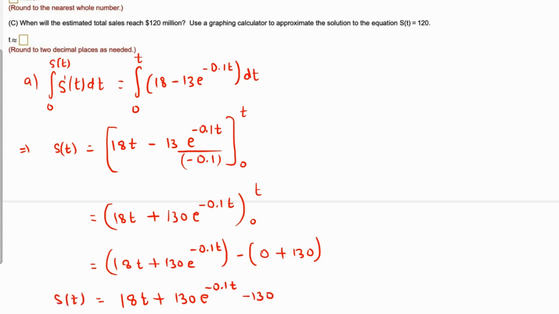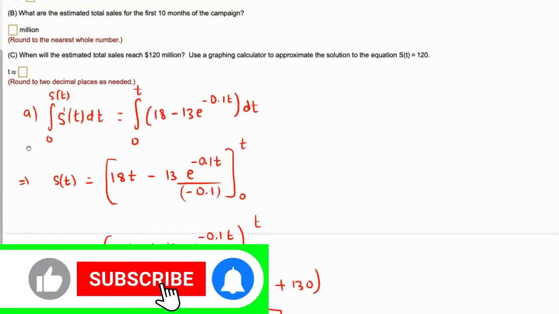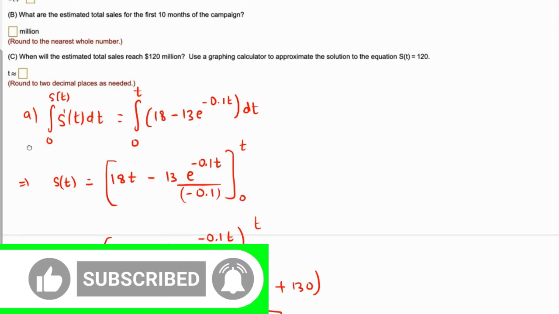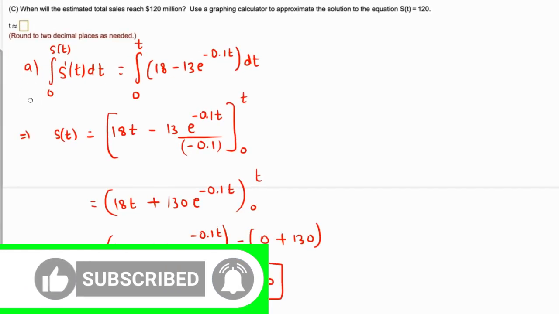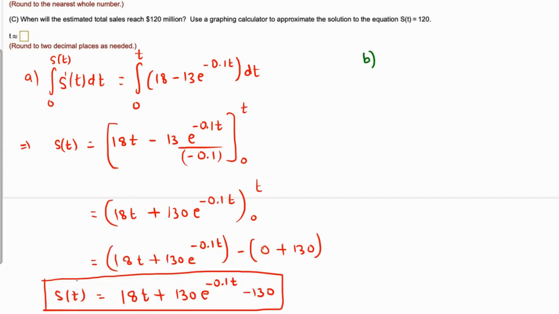This is the value of the total sales from 0 to t months. Then we talk about what is the estimated total sales for the first 10 months. So all we have to do is replace t by 10 in this particular equation. So for the first 10 months, S(10) is going to be 18 times 10 plus 130 times e raised to minus 0.1 times 10, which is just 1, right? And minus 130. So that's where my calculator comes in.